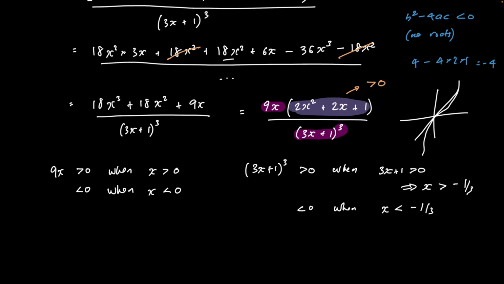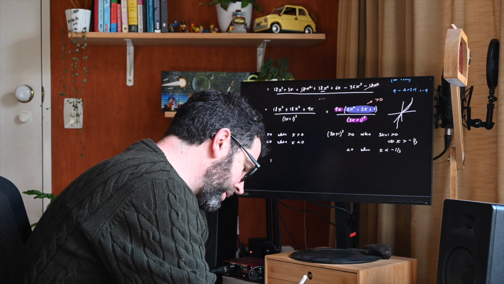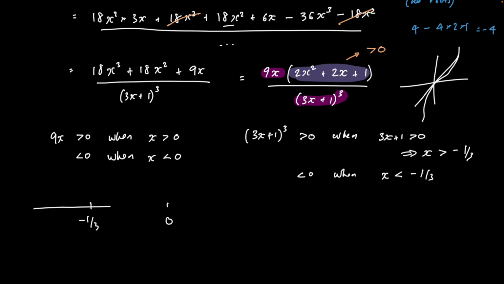So there are two kind of threshold values. There's one at 0 and one at negative 1/3. So if we look at negative 1/3 here, 0 here, and look at what's going on with our signs. So maybe if I just change my highlighting to be green on the bottom. So in the first region, when we're less than negative 1/3, we know that our term on the bottom is going to be negative. So let's just put a negative here.